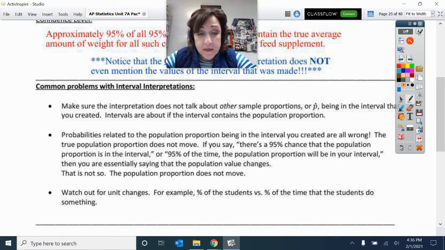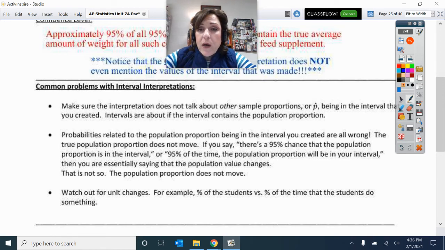Okay, so no probabilities. The only time it would be okay is if you say there's a chance that the interval I'm going to create will contain it, but not that there's a chance that the population amount will be in my interval.